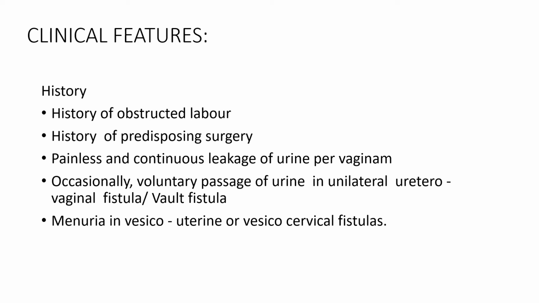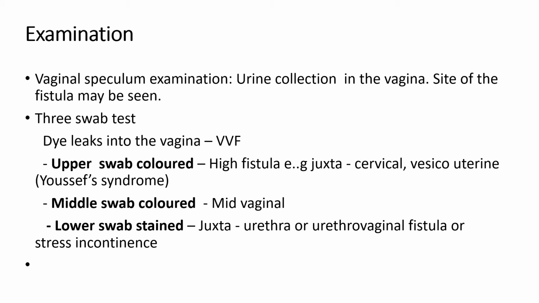So, vesicouterine fistula. Examination: when you do a speculum exam, you want to inspect. You see that there's a urine collection in the vagina, and you might actually see the fistula. Then you do a 3D swab test. Upper swab, that one is just close to the cervix. You do a middle swab, and then you do a lower swab.